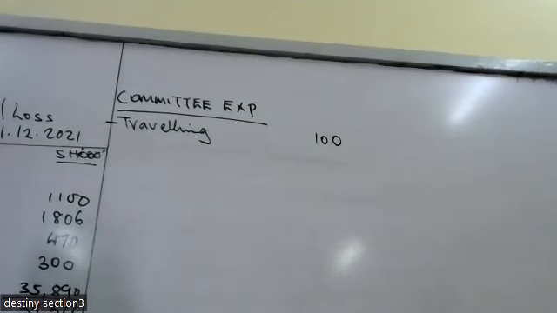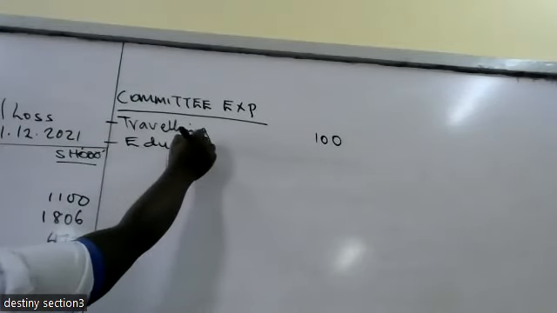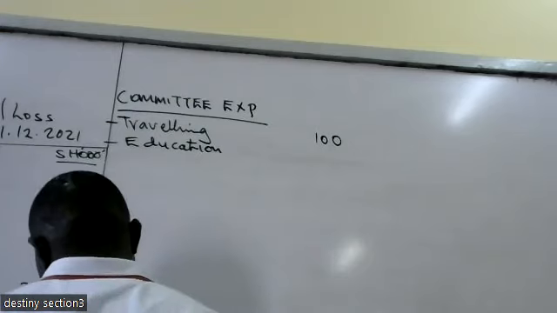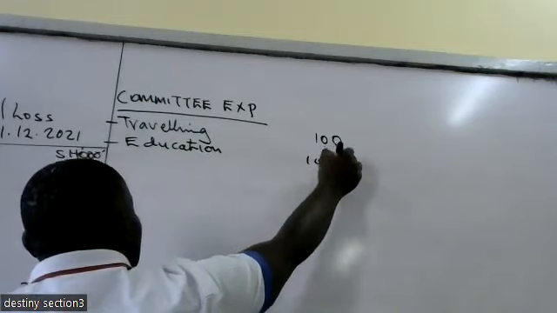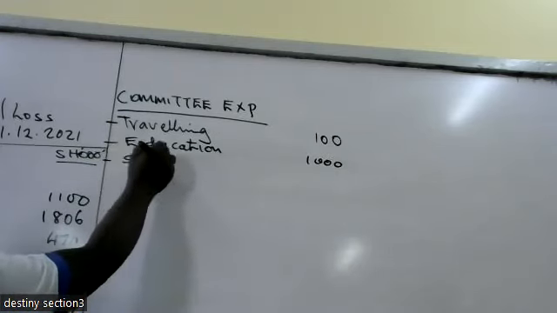For committee, I'm seeing committee education. So committee education, how much am I seeing? 1,000. 1,000. Sitting allowance.